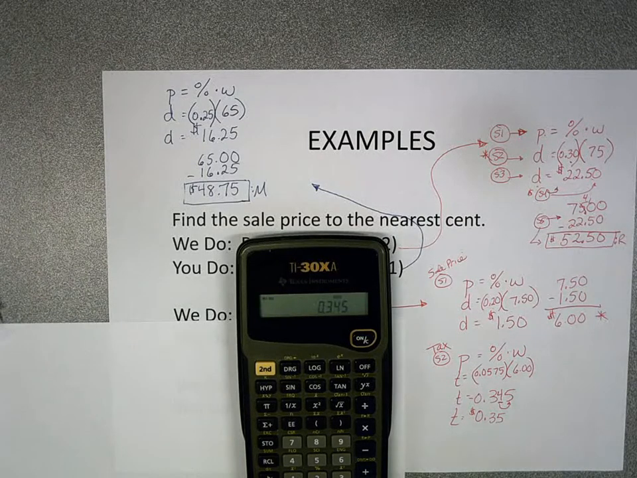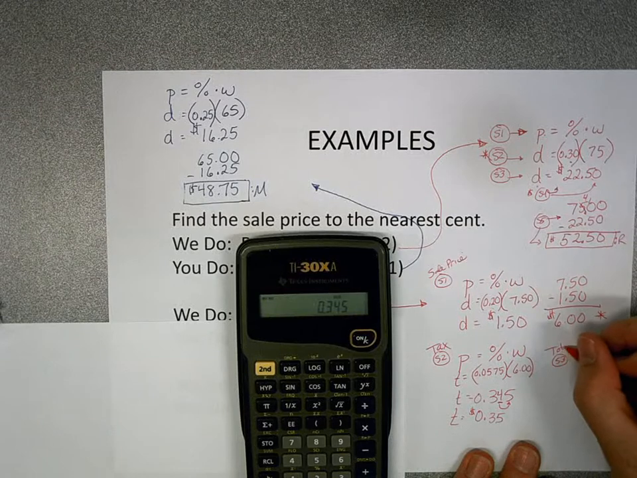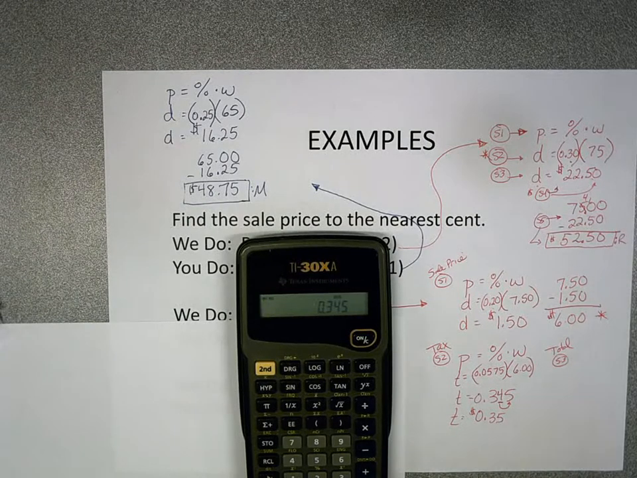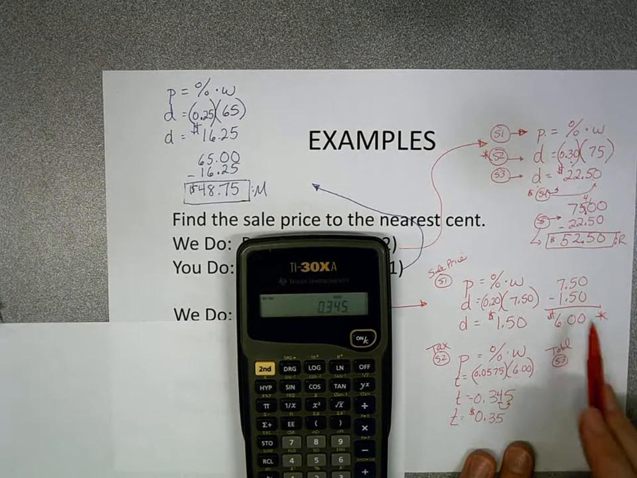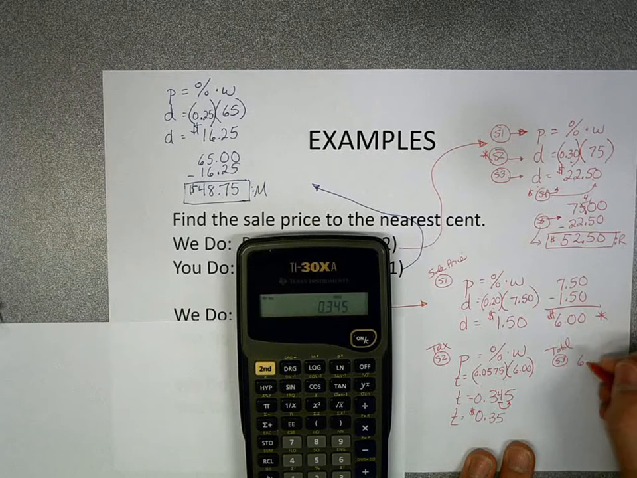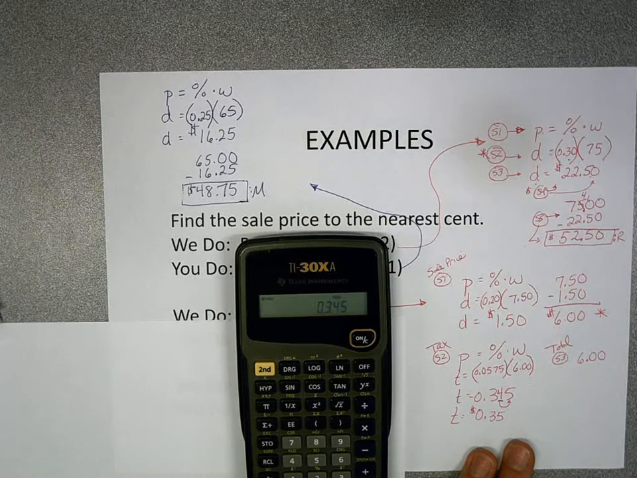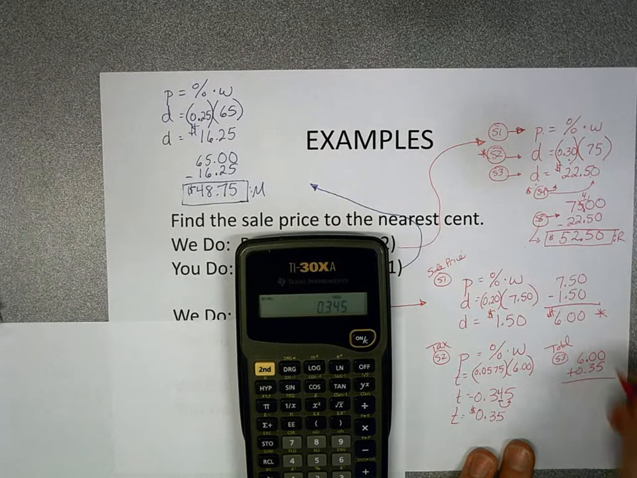Now comes step 3. Let's find out what the total is. So again, be careful, don't grab your $7.50. Your new price is $6. I add on our sales tax of 35 cents. And what is our total, everyone? $6.35.